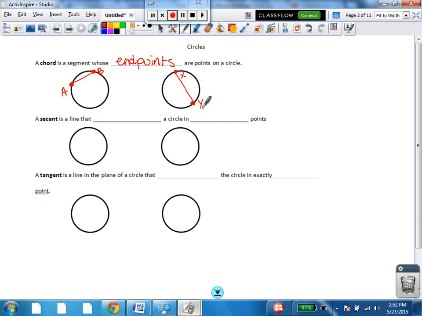Following is the concept of a secant. Now, a secant is a line that intersects a circle in 2 points. Now, this is important. It's 2. But now let's also backtrack. It is a line. So a line, as we know, goes infinitesimally in both directions. So if I draw a line straight through it, I have 2 points that it crosses over. I can call them any value I'd like. So I can call them A or B.